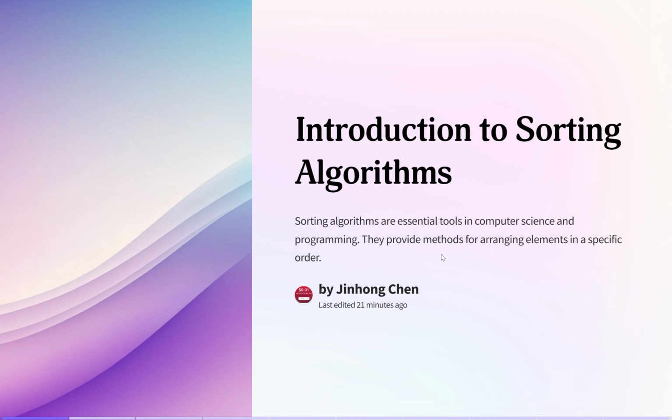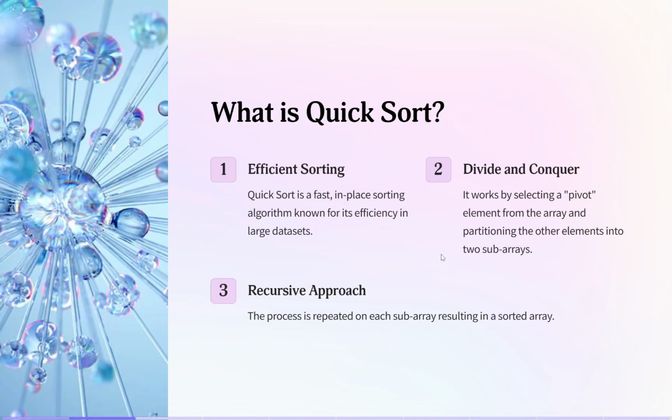Sorting algorithms are essential tools in computer science and programming as they provide methods for arranging elements in a specific order. Firstly, I'll start with quick sort. So what is quick sort? Quick sort is a fast in-place sorting algorithm known for its efficiency in large data sets.